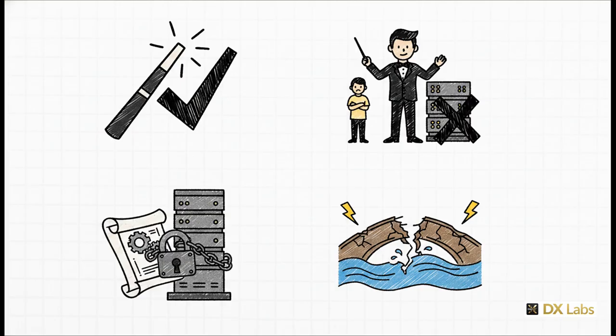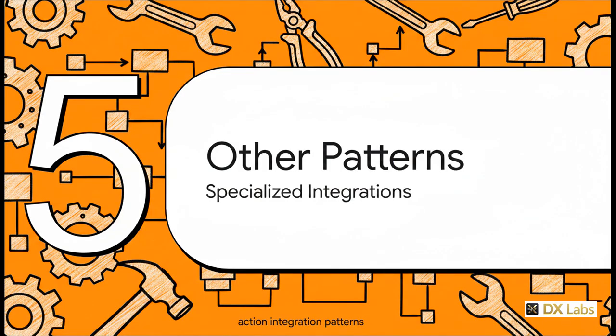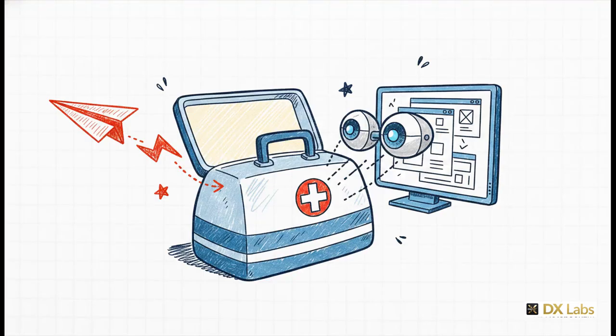Now, beyond these 4 core integration methods, there are 3 highly specialized patterns you've got to be able to identify. Section 5. Other tool-based patterns for specialized integrations. Think of these final 3 as your specialized emergency kit. Quick direct fixes, visual interactions, and legacy code reuse.